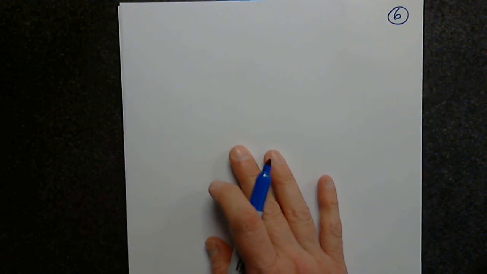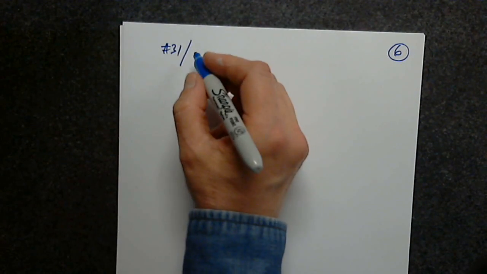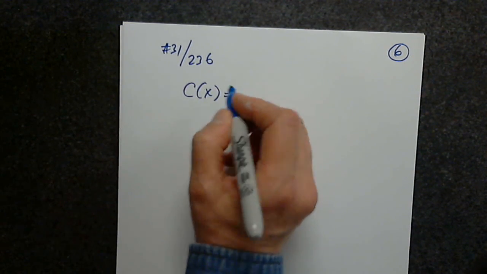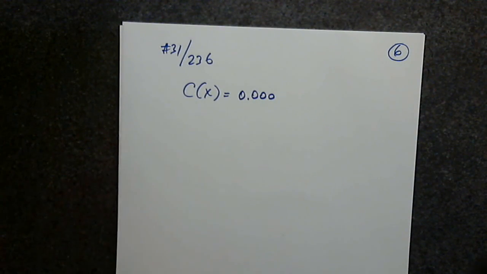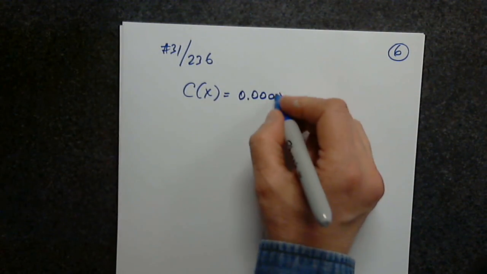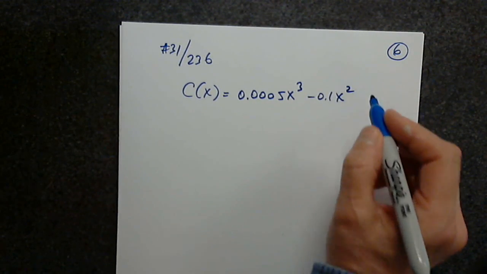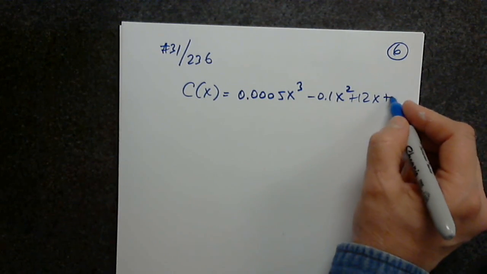So let's start slowly. Let's copy the function first. So that is problem 31 on page 236. And this is c of x. And of course, I don't like the way that it's presented. It's not in descending order. It bothers me. 5x cubed minus 0.1 x squared plus 12x and plus 1200.